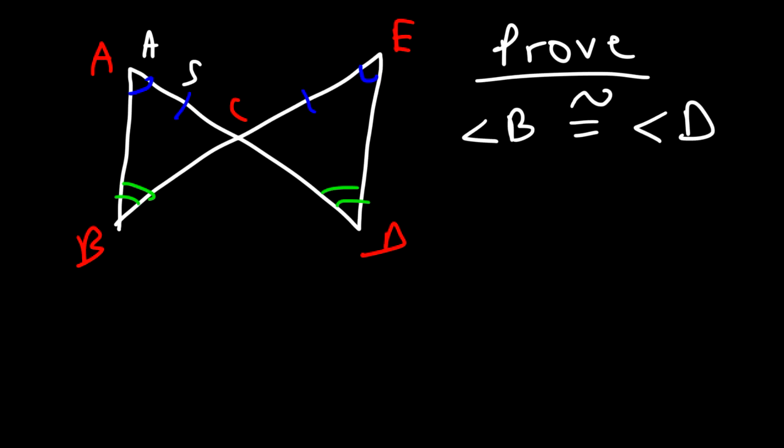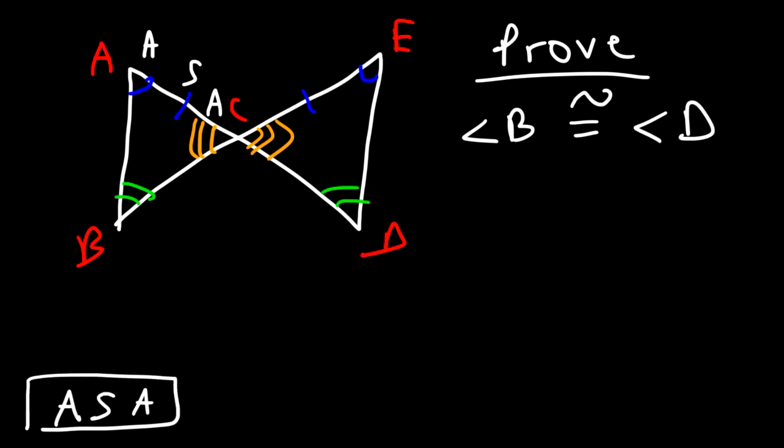Notice that angles ACB and ECD are congruent to each other because they form vertical angles. Vertical angles are congruent. So based on the ASA, angle side angle postulate, we can make the statement that triangle ACB is congruent to triangle ECD.